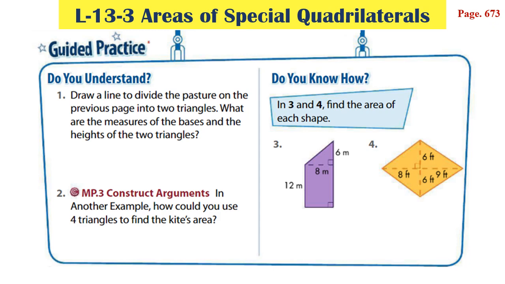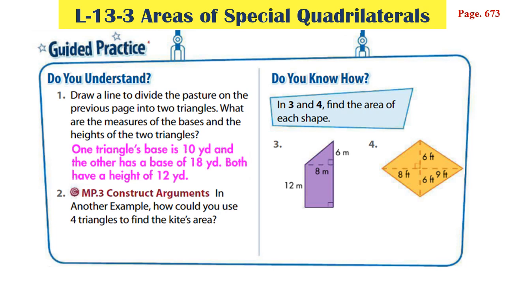Question number 1. Draw a line to divide the path into triangles. What are the measures of the bases and the heights of the two triangles? Very good. One triangle has a base of 10 yards and the other has a base of 18 yards, both have a height of 12 yards. Very good. Now, number 2. In another example, page of your textbook, how could you use 4 triangles to find the kite's area? Very good. Find the area of each triangle and add the areas.